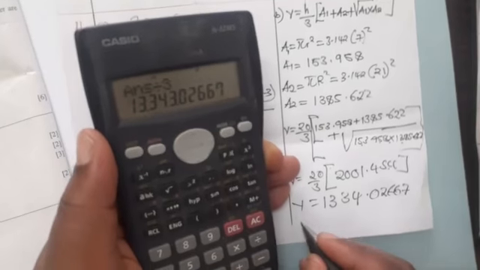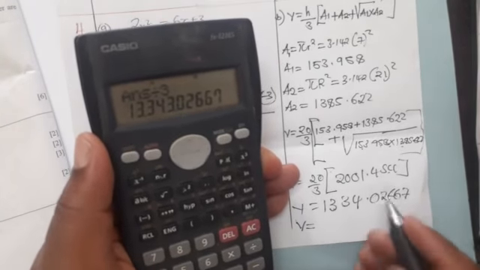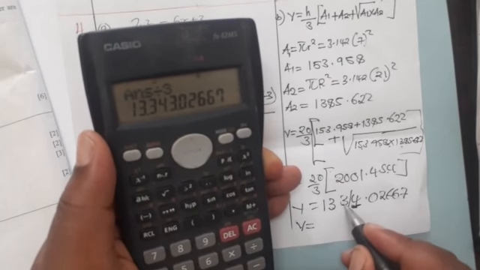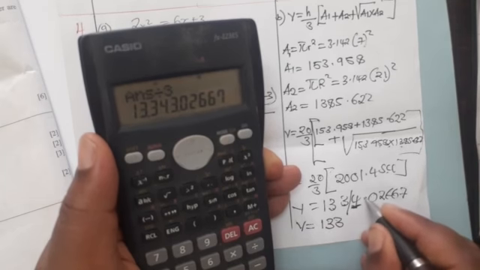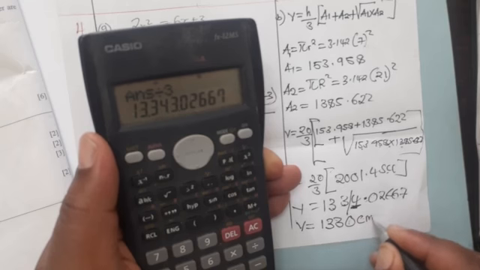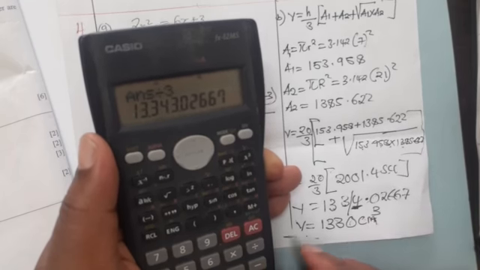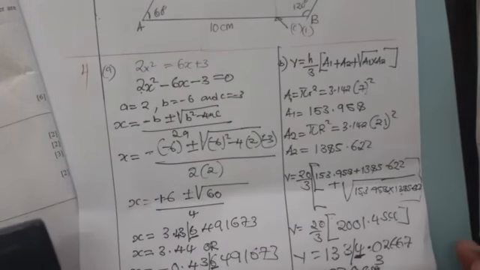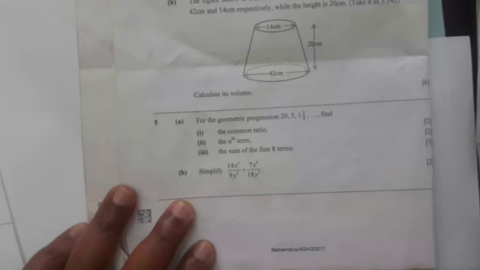1334.02667. But we give our answer correct to 3 significant figures. 1, 2, 3. We cut here and consider 4 as 0. 0 plus 3 is 3. So we have 1, 3, 3. There's 1 point, one number before a point. I'll say 0 square, cubic centimeters. So this is our volume. Okay? And you get your 60 marks. That's our volume there. Okay?